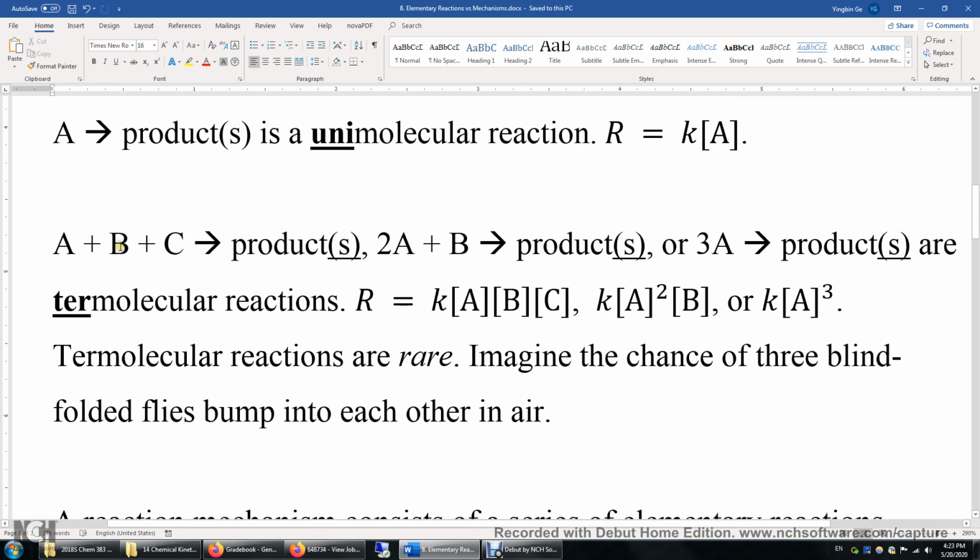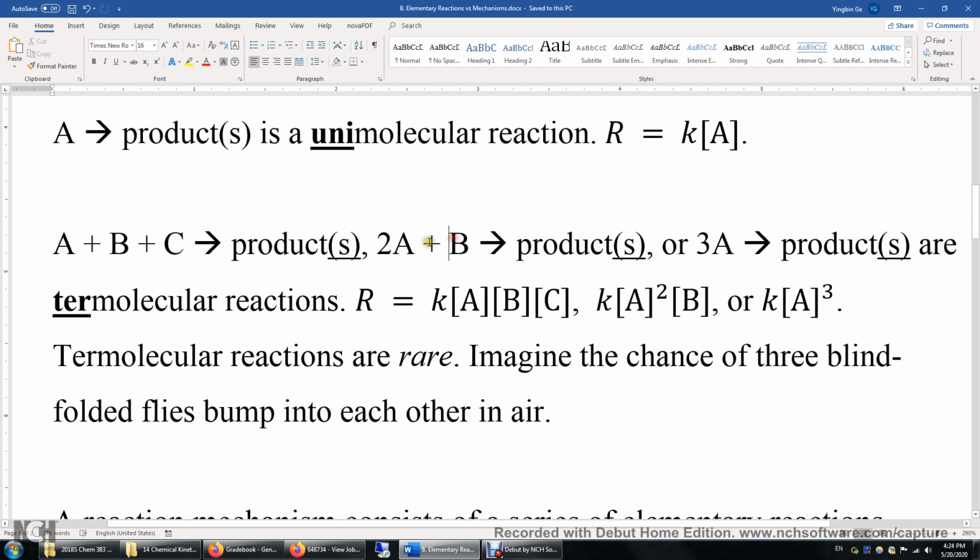Sometimes we see A plus B plus C, or 2A plus B, or 3A reacting to form the products. So what's in common? They're all termolecular reactions. I'm going to assume these three reactions are all elementary reactions, and then it tells us in this example you have three particles, A, B, and C, colliding at the same position simultaneously. If the orientation is right, if they have enough energy to overcome the barrier, products will be formed.